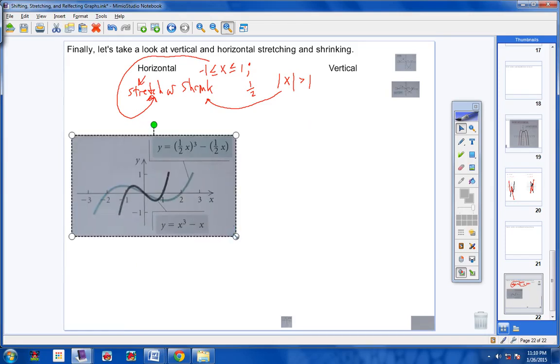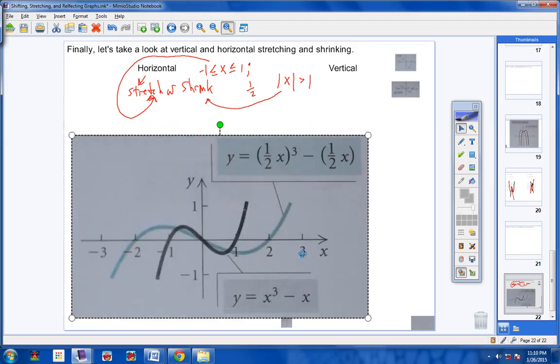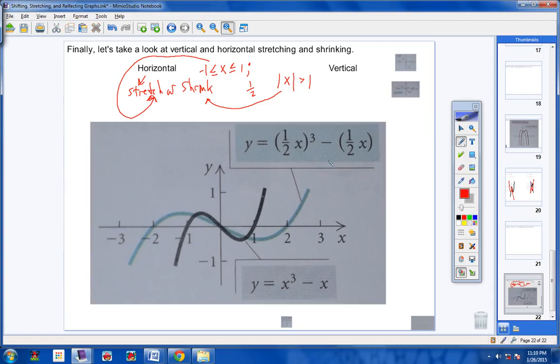We're just about done with the notes here. But look at this, guys. On this example, here's the original function. Then we multiply directly to the x. What number? 1/2 and 1/2.